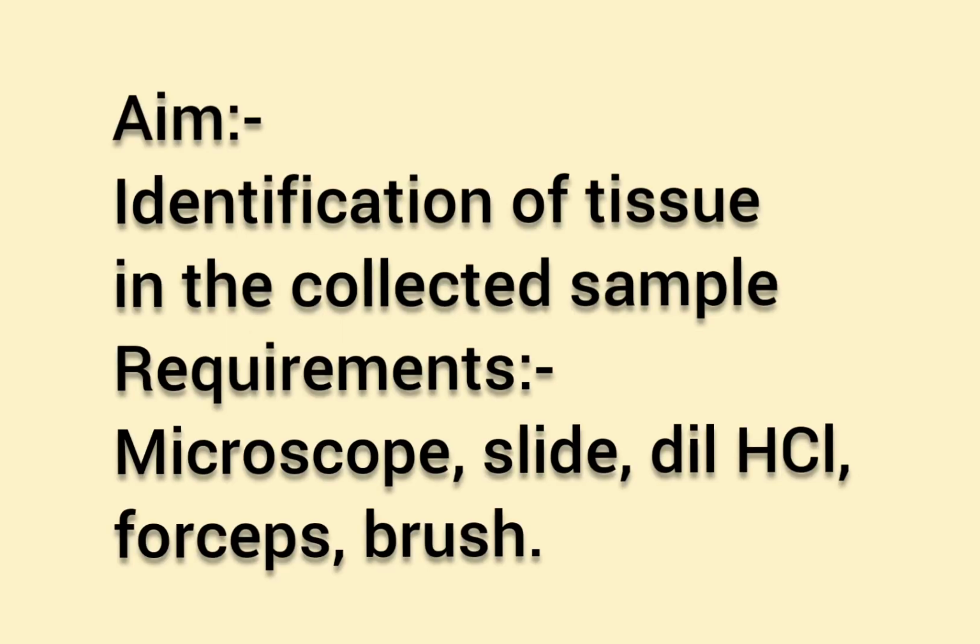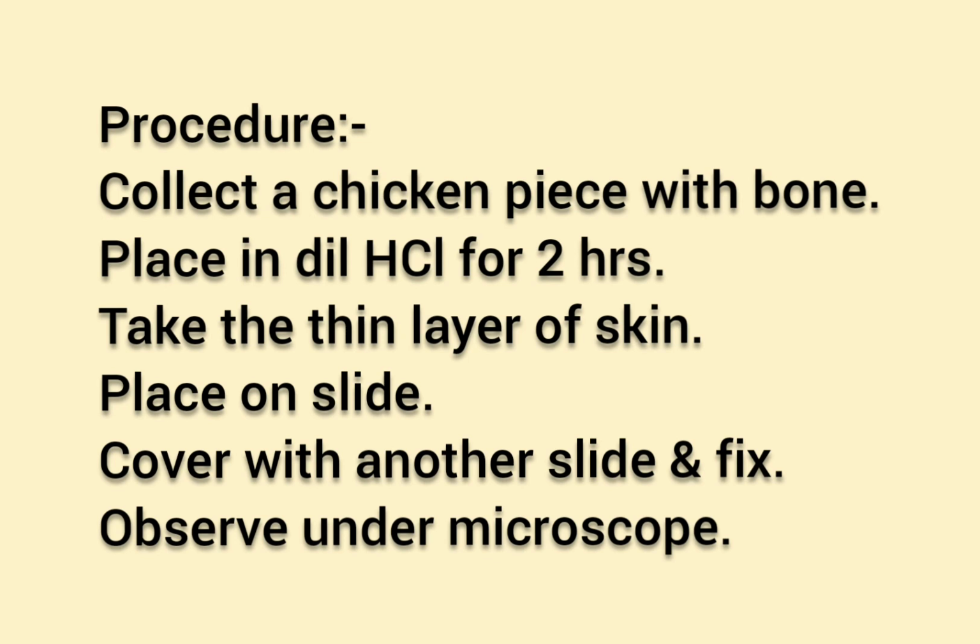There are some lab activities in chapter 3 which will help us understand animal tissues better. Let us look at them. The first one is the identification of tissue in the collected sample. For this, we will require a microscope, slide, dilute HCl, forceps, and a brush. For the procedure, we will be collecting a small piece of chicken with the bone from a nearby chicken center.